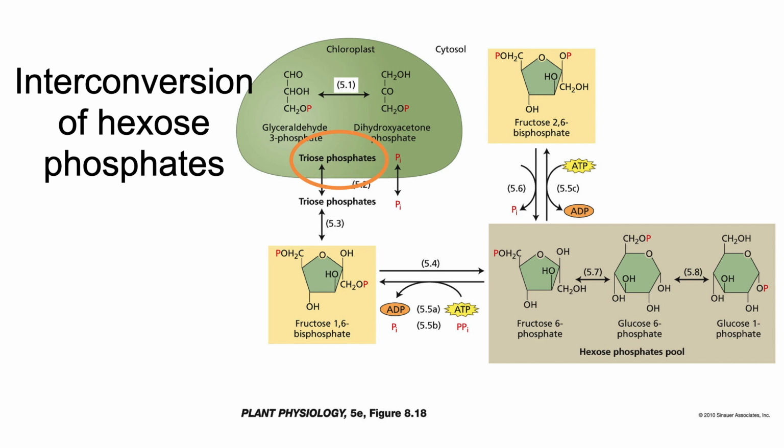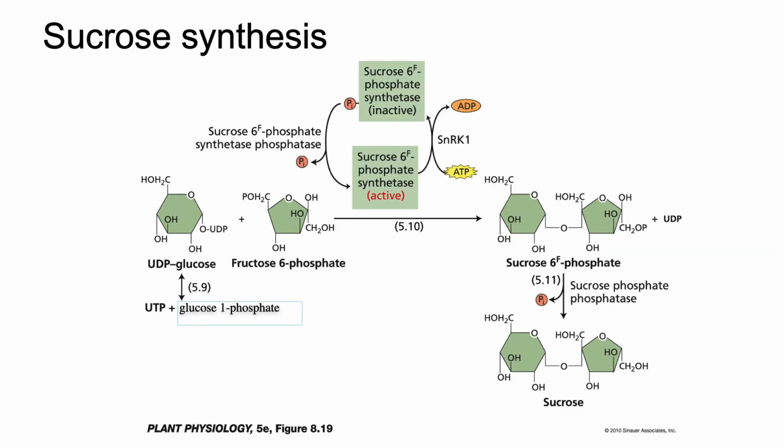In the cytoplasm, triose phosphate is converted to fructose 1,6 bisphosphate by an aldolase enzyme. This is then converted to fructose 6-phosphate, and then to glucose 6-phosphate, and then to glucose 1-phosphate. These reactions can be reversed to provide a plentiful pool of hexose molecules. This leads us to the second pathway.